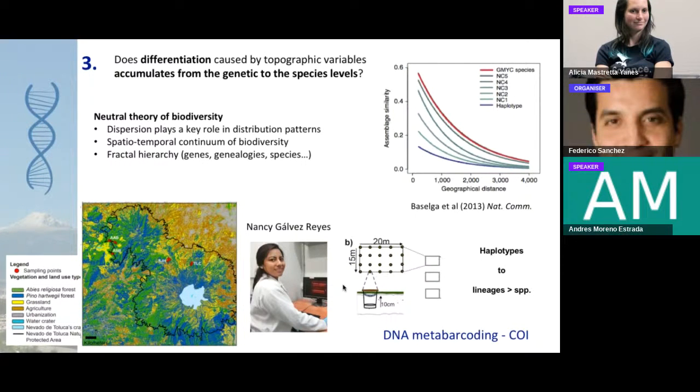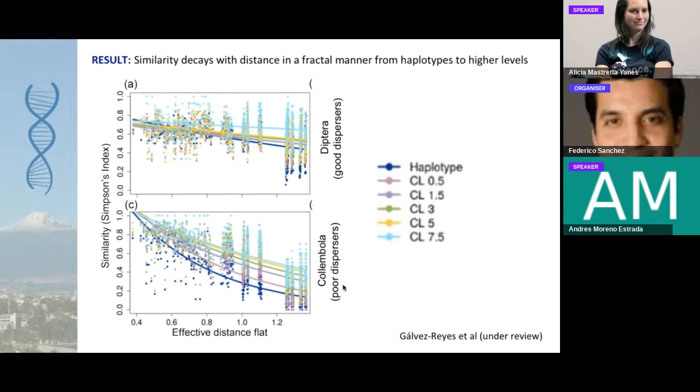What we found is that indeed similarity decays with distance in a fractal manner from haplotypes to higher levels. Haplotypes are shown here in blue, and higher levels are shown here. This is a clustering level, higher than a species, and the species level will be around here, which is the greenish color.